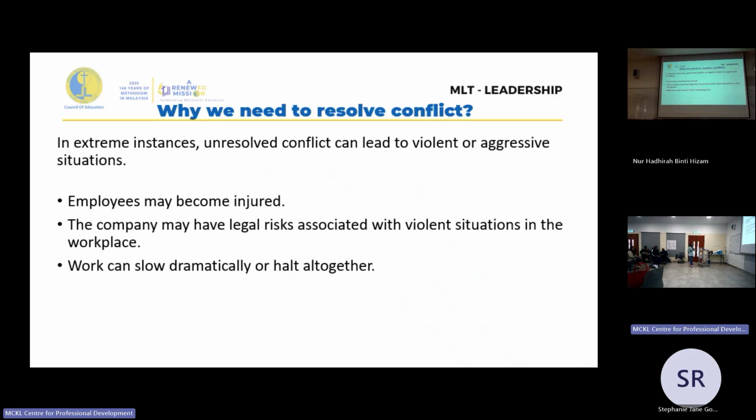The company may have legal risks associated with violent situations in the workplace. Give me a legal risk. Do you think due to conflict, an employee can sue us? Are we opening the door for them to sue us, taking risks?